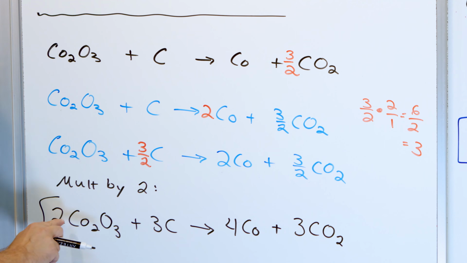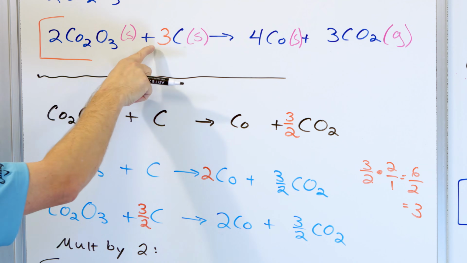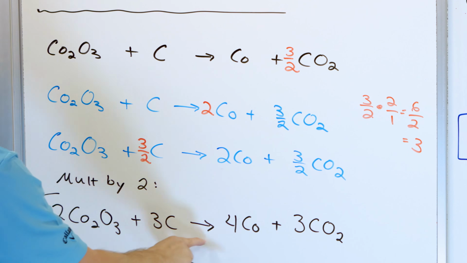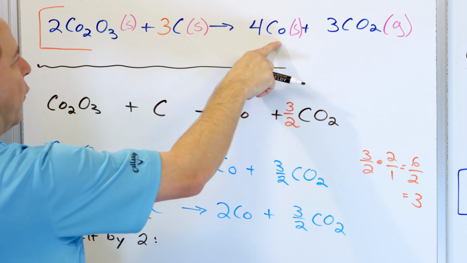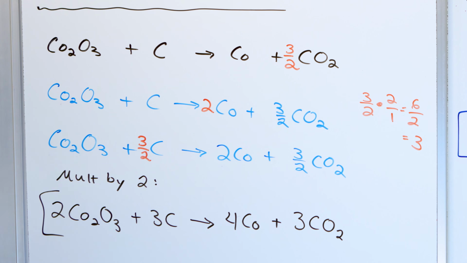Now, what do I have here? 2 cobalt oxides. I have 2 of those here. I have 3 carbons in this answer, 3 carbons in this answer, 4 cobalts here, 4 cobalts, 3 CO2s, 3 CO2s, exactly the same answer.